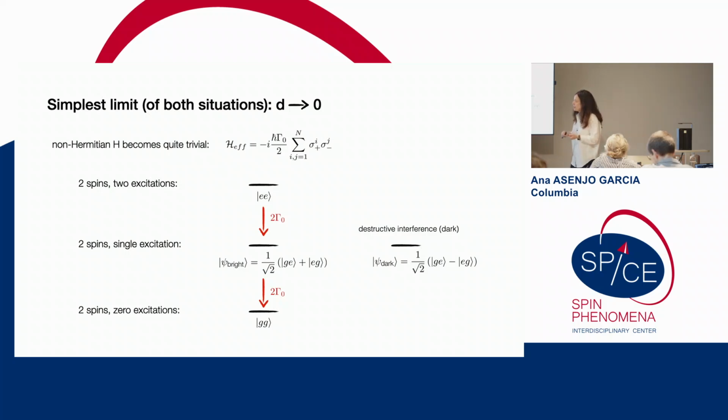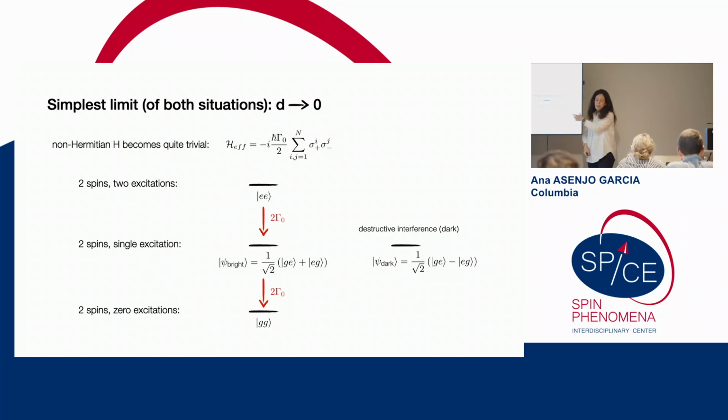And then I can look at what is the decay rate associated to each of these states. So the ground state does not decay. The excited state decays at twice the single particle decay rate. And then what I call the bright state decays also at twice the rate of a single particle. And then I have a completely decoupled dark state, which is basically spin up, spin down minus spin down, spin up, which is dark. So if you were to prepare this state, what you would see is rapid decay to the ground state, and this would be completely decoupled from the dynamics.